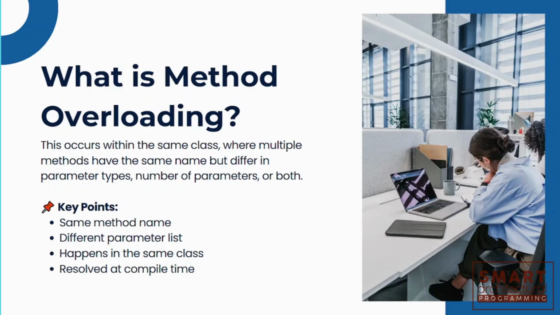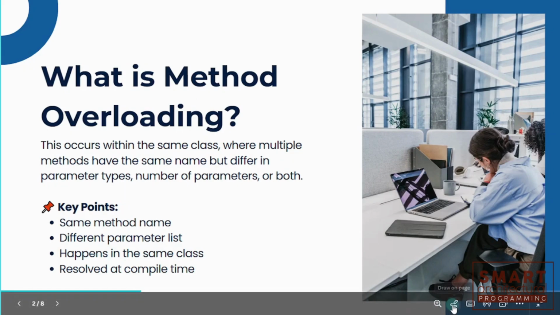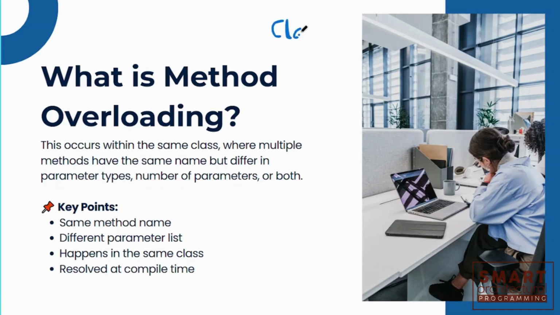Basically, it occurs within the same class where multiple methods have the same name but differ in parameter types, number of parameters, or both. What do I mean by that? Let's put it this way. Let's have a class, it could be anything, that's a blueprint for a method. Within the class, we'll have one or two functions. Maybe we have two functions with the same name, f1 and f1, right? Two functions, or methods, with the same name.